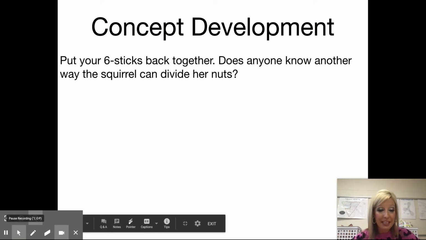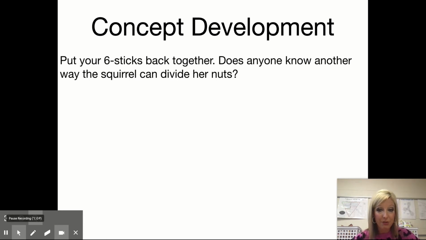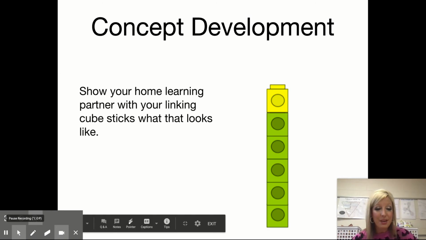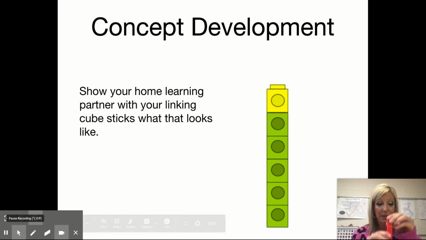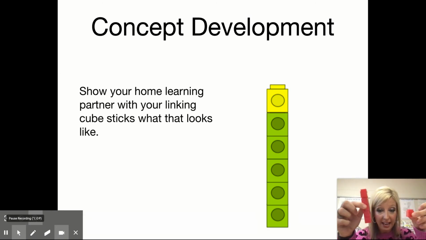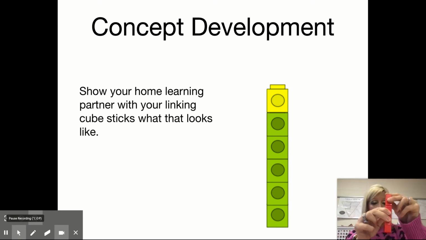Now, you have your linking sticks broken into 4 and 2 right now, but let's put that stick back together. Does anyone know another way that the squirrel could divide up her nuts? Go ahead and share your ideas with your home learning partner. So one way I wanted to divide mine up is using 5 and 1, because 5 and 1 equal 6.